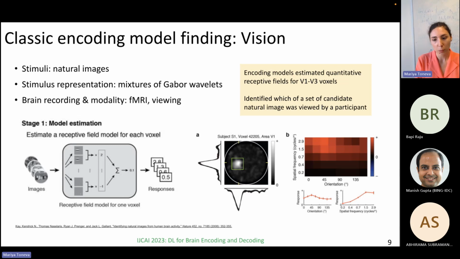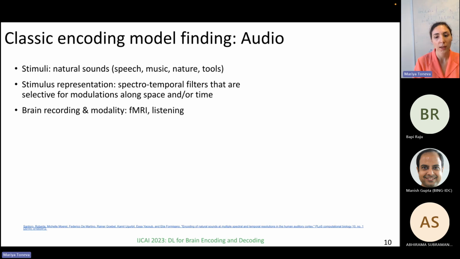So this was about the vision part, and now the last domain that I want to discuss is the audio domain. And again, this was a few years later in 2014. And here the authors looked at a set of natural sounds, so speech, music, nature, and some sounds from different tools like a drill. And here the participants were listening to these different sounds as the authors scanned their brain using fMRI.